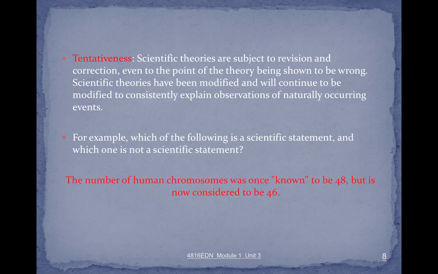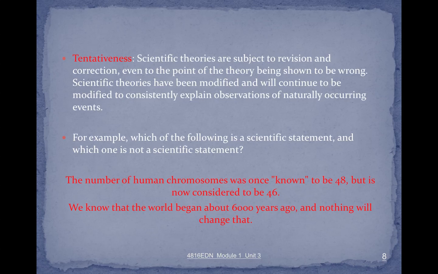The number of human chromosomes was once known to be 48, but it's now considered to be 46. We know that the world began about 6,000 years ago, and nothing will change that. Okay, so both of those statements, one, we're actually showing evidence of the fact that we have changed. So yes, 48 was the recorded number, but now we have more information, better technology, and we're not going to say we know it to be 46, but we can be very confident that it's 46.